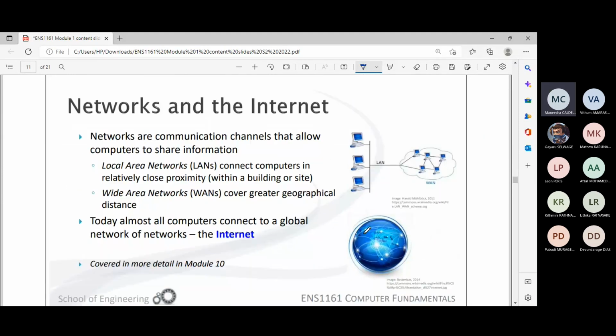Then networks and the internet, one of the interesting subject areas: how computers are connected to each other, how you transfer a packet of data, a data packet from one end to another end. I'm not going to go into too much detail on networking and the internet, but at a high level, I'm going to discuss all of these things during module 10.